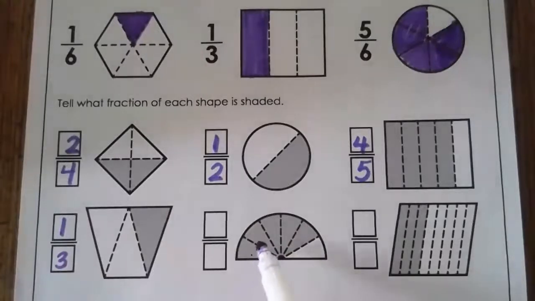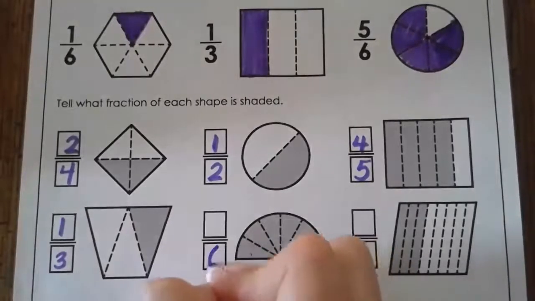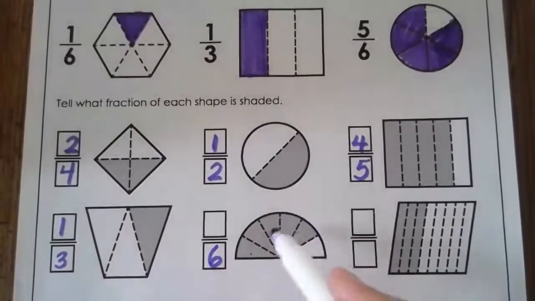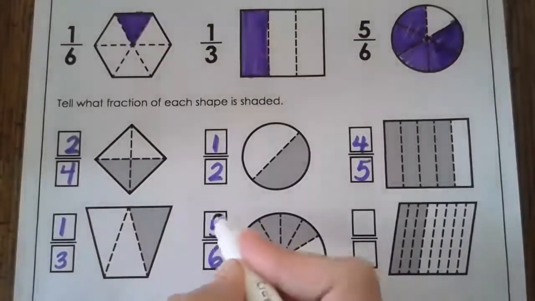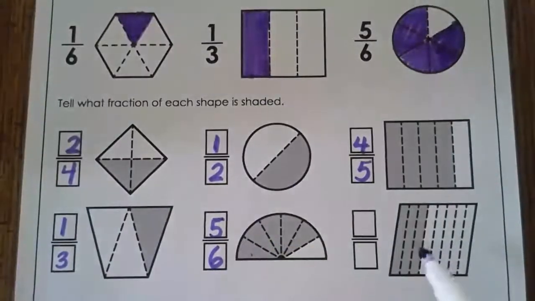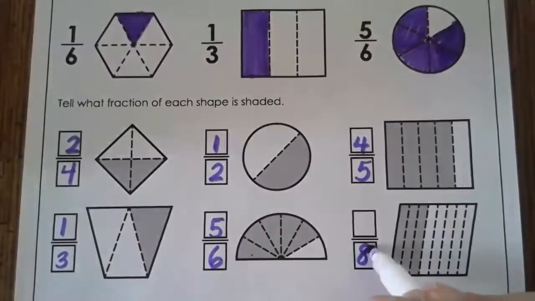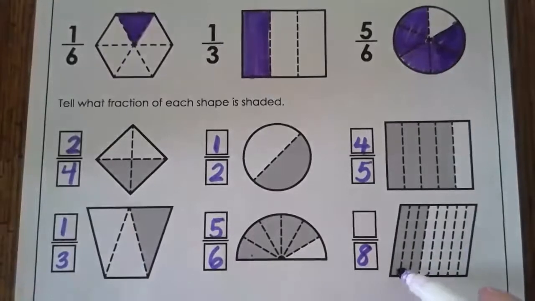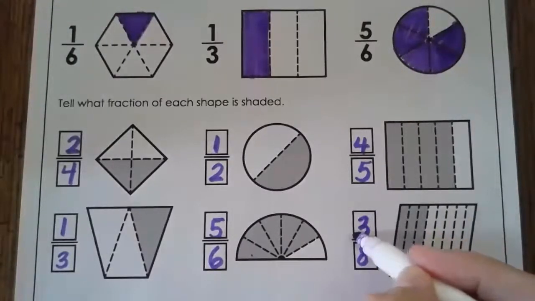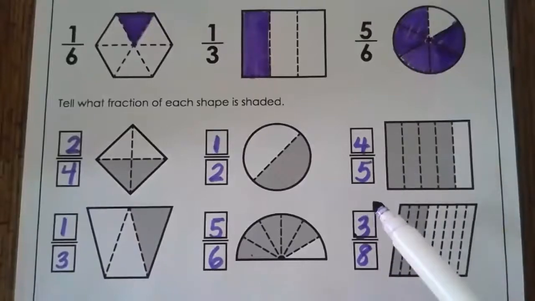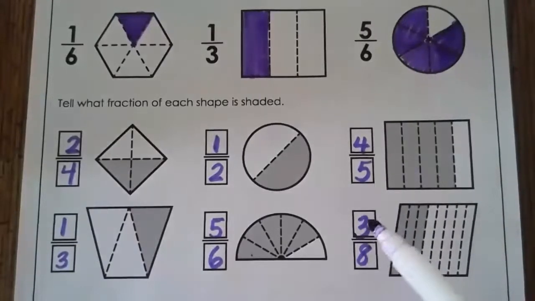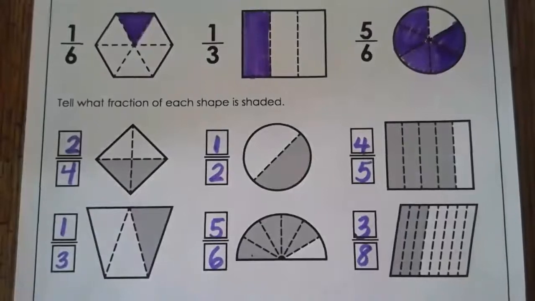Next, we have a half circle. We have 1, 2, 3, 4, 5, 6 sections. How many of them are shaded? 5 out of the 6, 5/6. In the next shape, it is divided into 8 sections. How many of them are shaded? 1, 2, 3. So remember, those two parts of the fraction are the numerator and the denominator. Remember, denominator is down on the bottom.